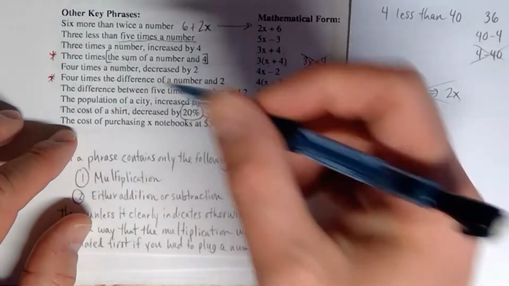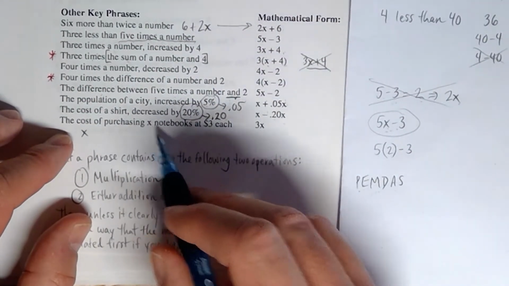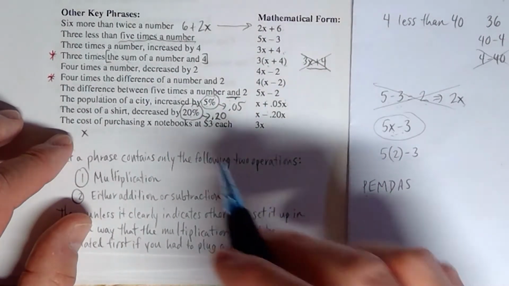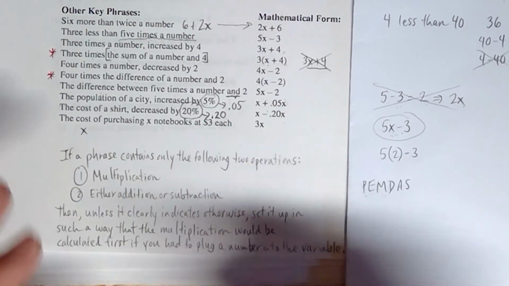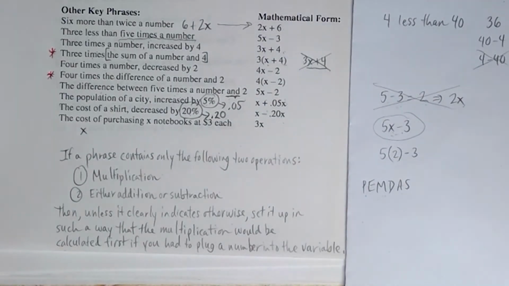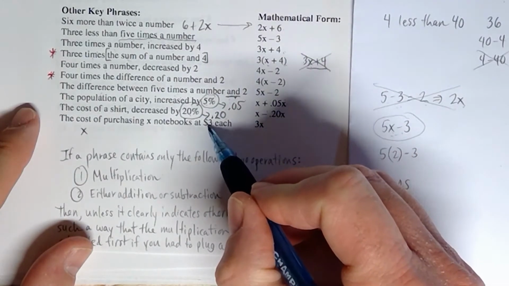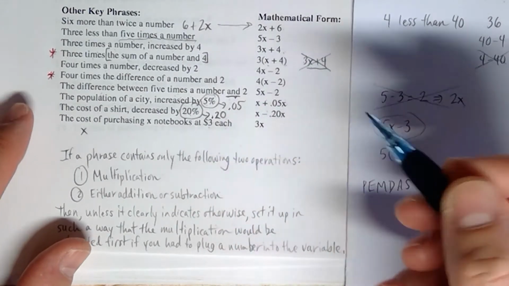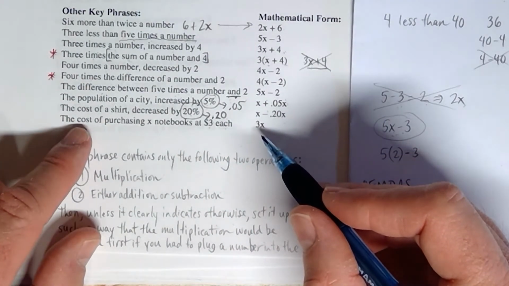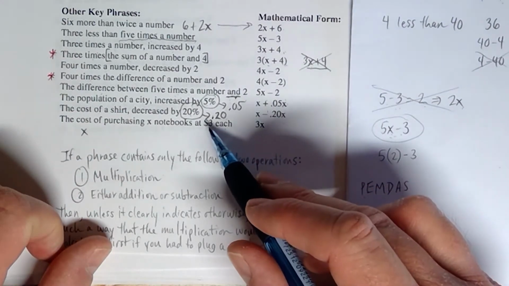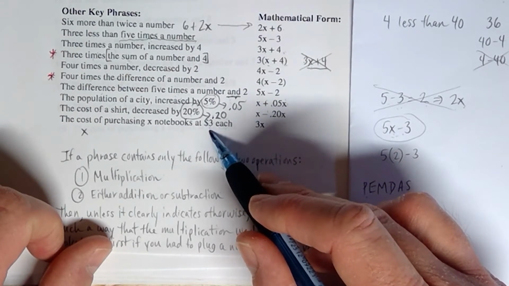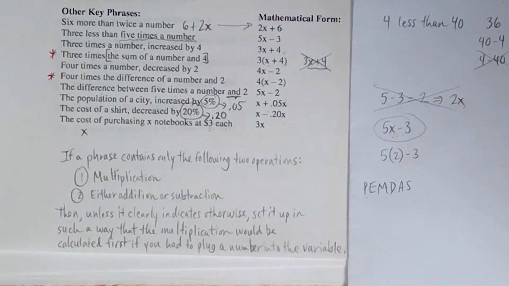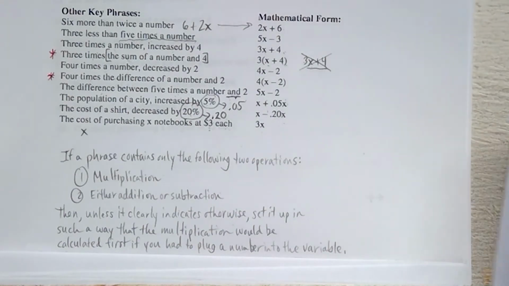The cost, again, I'll call that x again. The cost of purchasing x notebooks. This could be any items that you're purchasing, not just notebooks. Okay, x notebooks at $3 each. If each item costs the same amount, and they tell you how much they cost each, and you want to come up with a phrase that describes the total cost of all of them, then you would say the cost per item times the number of items you're buying. The cost per item, which is $3, it says $3 each, times the number of items you're buying. And so that's 3x.